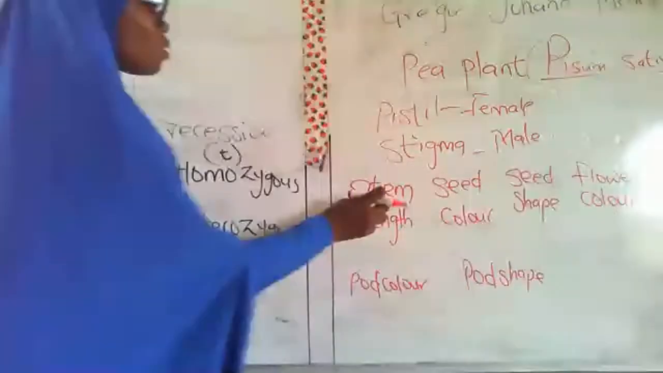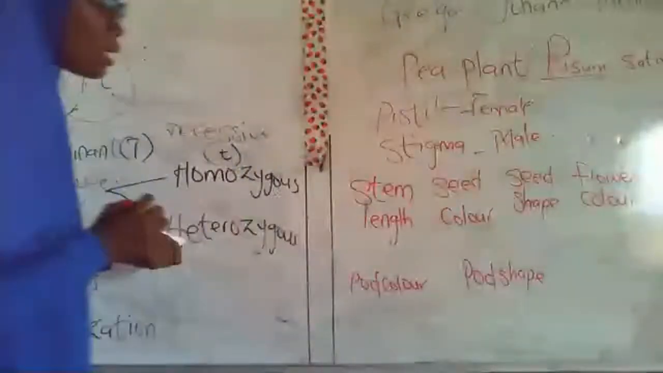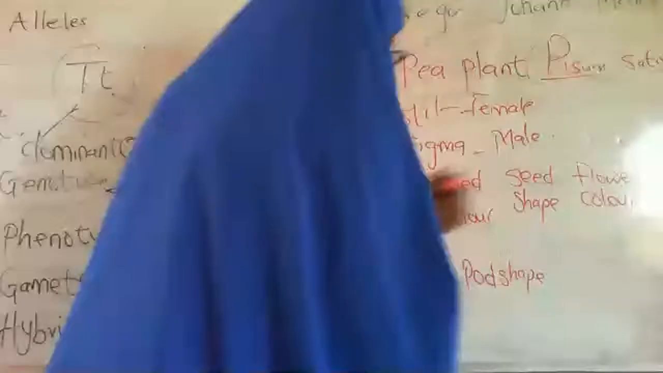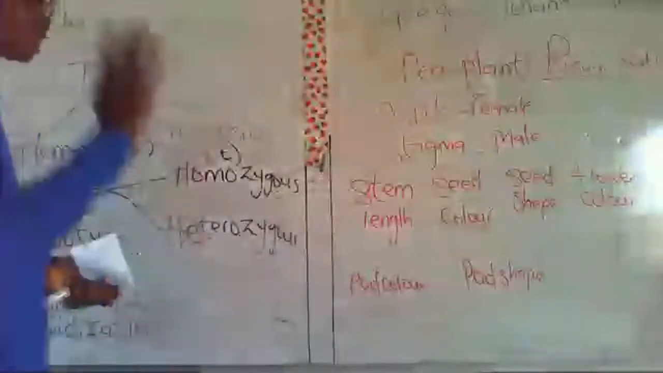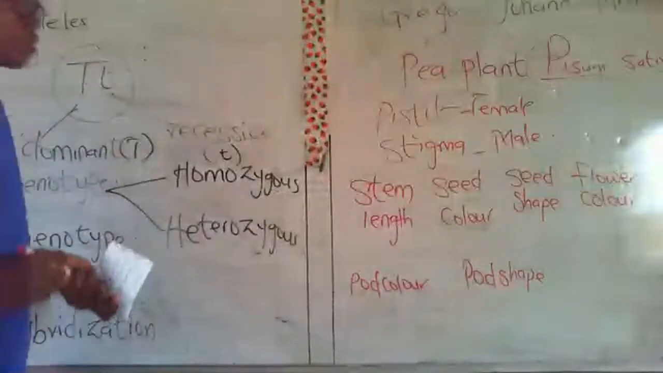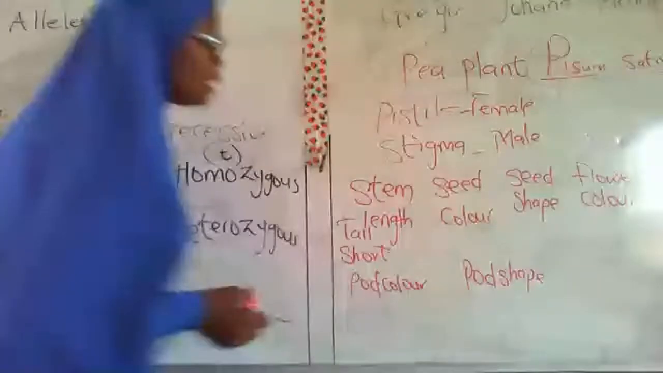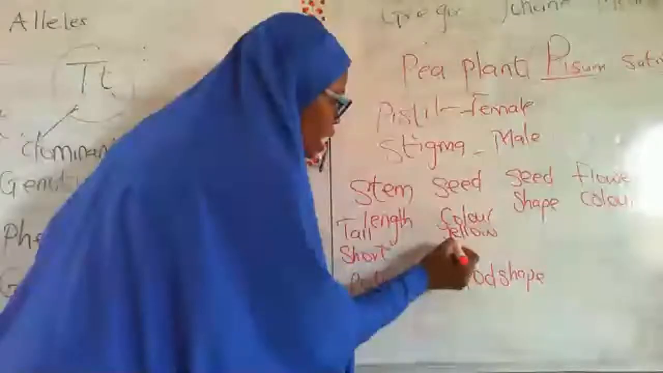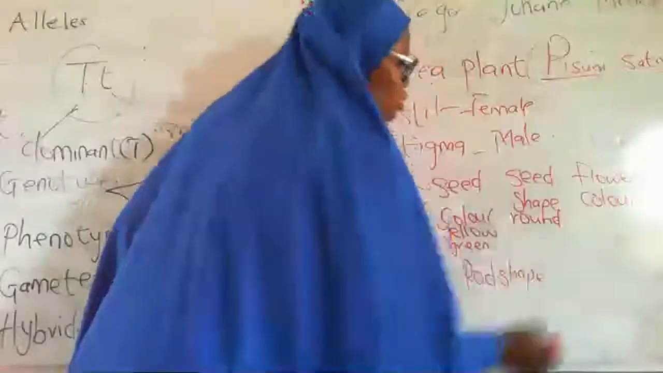Let's count. Is it up to 7? 1, 2, 3, 4, 5, 6. Okay, it remains 1. Okay, let's work with this. Then the seed shape. Okay, we talked about the seed shape. So now the stem length. He said that some of the plants are tall and some are dwarf or short. So tall or short. You notice that for the seed color, some are yellow, then others are green. You notice that for the seed shape, some are round, while others are wrinkled.